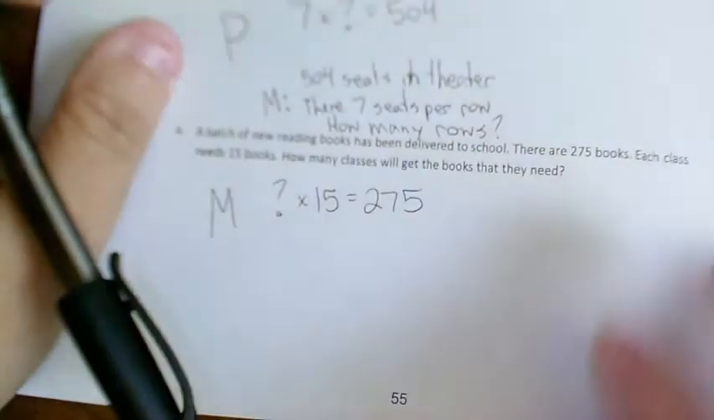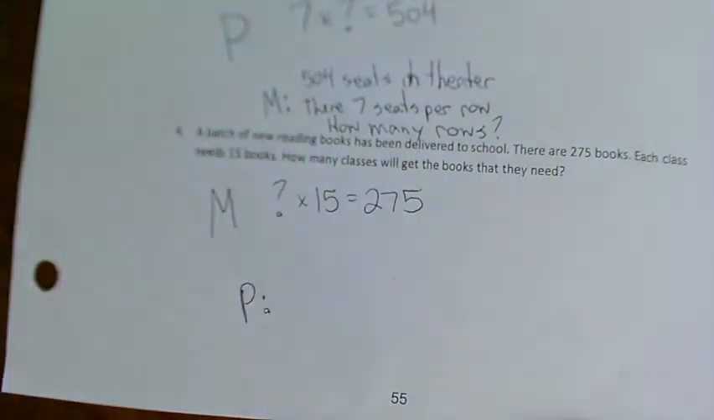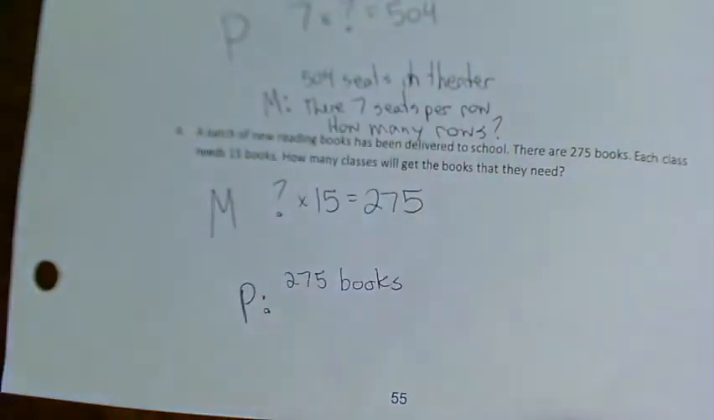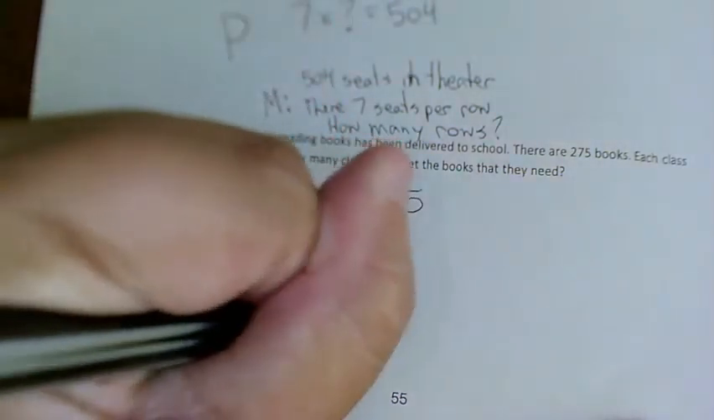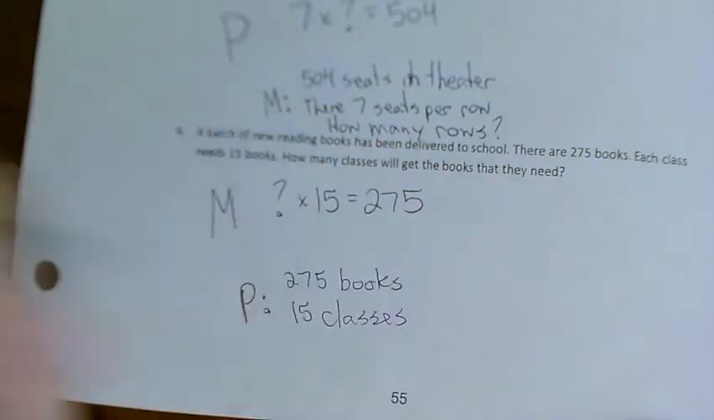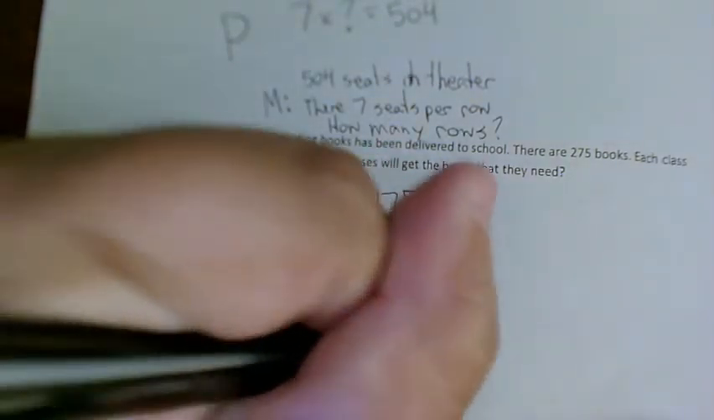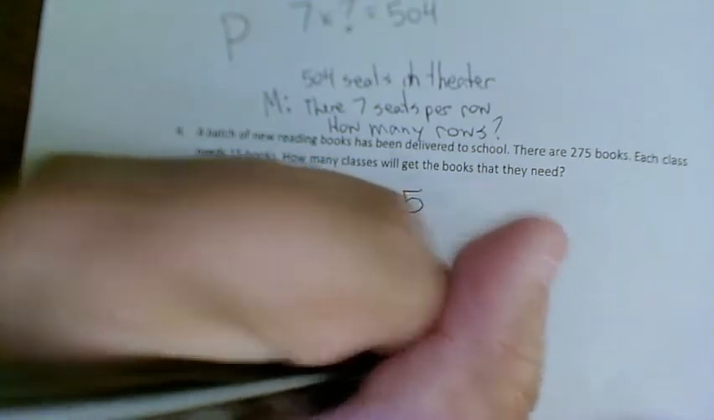If you were to switch this to partitive, there would be 275 books. This time the 15 would be like groupings, so there would be 15 classes. So the big question would be, how many books would be in each class, would each classroom get?